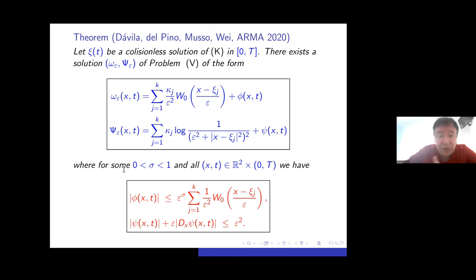Which is a joint work with Juan Davila and Monica Musso from University of Bath and Jun Ching Wei from UBC Vancouver. And it states as follows, to be a little bit more precise. If we start from a collisionless solution of the system K, defined in a fixed interval [0, T], then there exists a true solution omega epsilon, psi epsilon of the Euler problem.